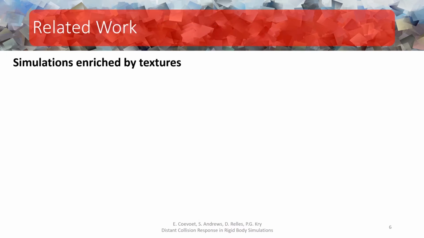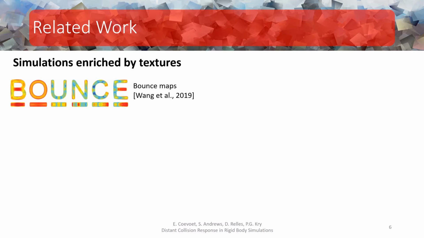Our work is similar but complementary to work that has investigated enriching rigid body and kinematic simulations by storing auxiliary information in textures. Notably, bounce maps varied the coefficient of restitution across the surface of simulation bodies to produce more natural collision response based on the object geometry.